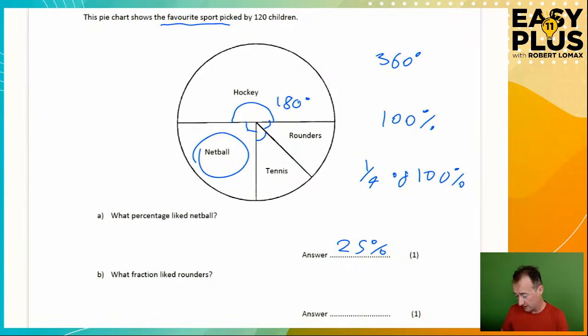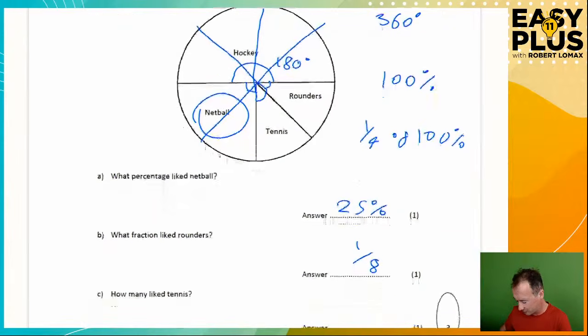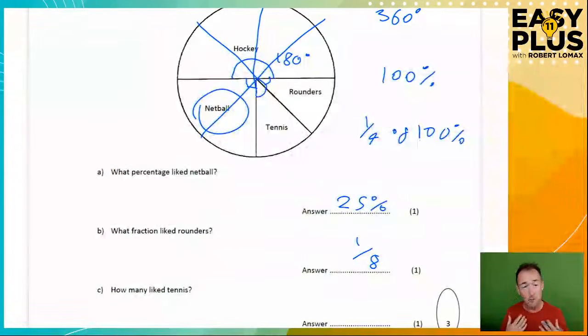That being the case, each of these is half of a quarter, and half of a quarter is an eighth. You can also check it like this. You can just extend the lines out like that and see what we've got. We've got 1, 2, 3, 4, 5, 6, 7, 8 sections of the circle, and rounders represents one of them. So it's clearly 1/8. That's quite easy, but it's worth explaining it for anybody who isn't completely clear about it.